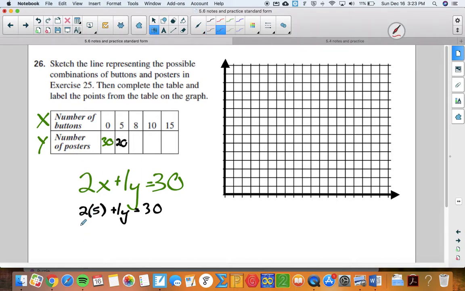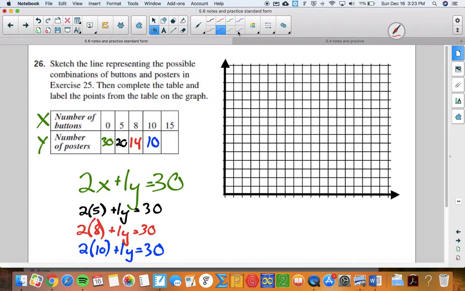Let's try buying 8 buttons. So if I'm trying to get as much stuff as I can, if I buy 8 buttons, how could I max out my $30 with posters? 2 times 8 is 16. That means I have $14 left over. Because every poster is $1, I could buy 14 posters. And let's try 10 buttons. If I buy 10 buttons, that's $20. I'm only going to have $10 left, so I could buy 10 posters.